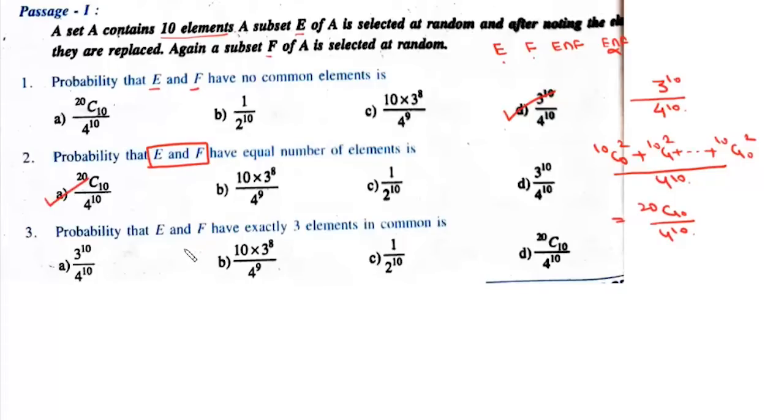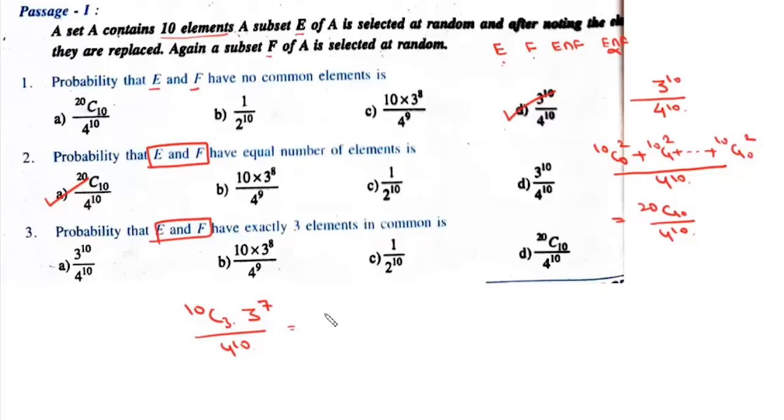Now the third one is the probability that E and F have exactly 3 elements in common. Which 3? We have to select these 3 elements, so it will be 10C3. Now for the remaining 7 elements, we have 3 choices: either E or F or neither E nor F. So there will be 3 to the power 7, whole divided by 4 to the power 10.